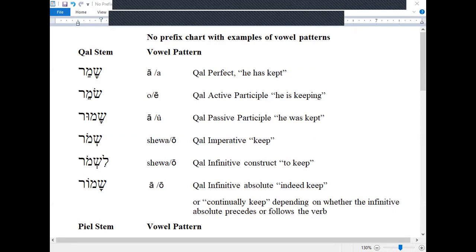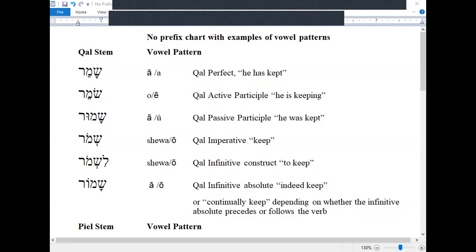If we're looking at a participle, a Qal active participle, which we would translate as keeping, we have the participle shomer. And if you'll notice, in that participle, you have a cholam followed by a tsere, a long O vowel, a cholam, shomer, followed by a tsere. So we have an O-E, long E vowel pattern for the Qal active participle, and we would translate that he is keeping.